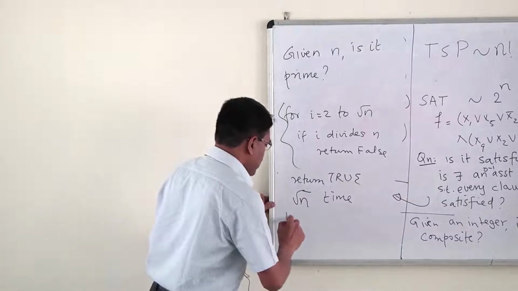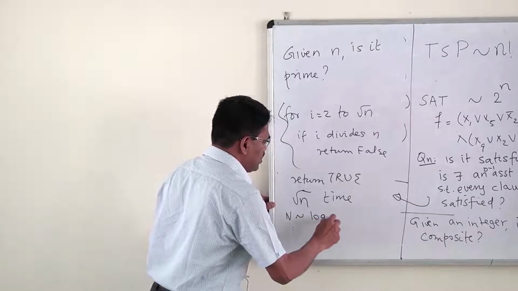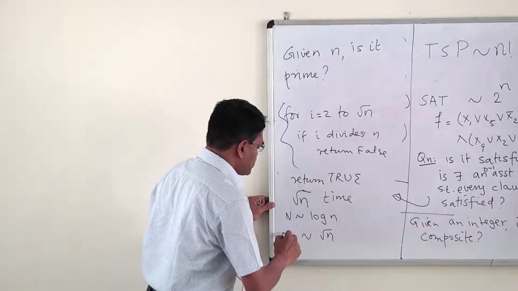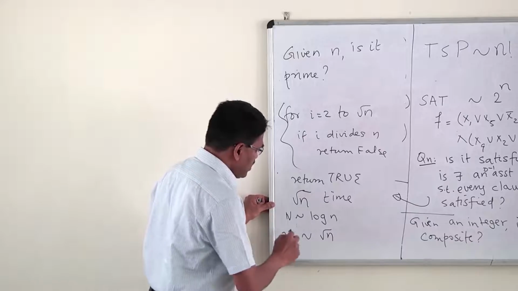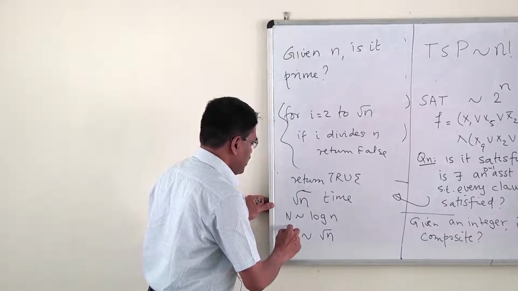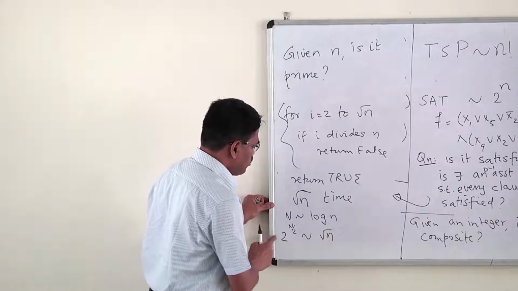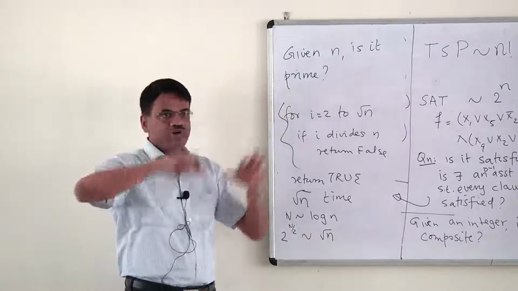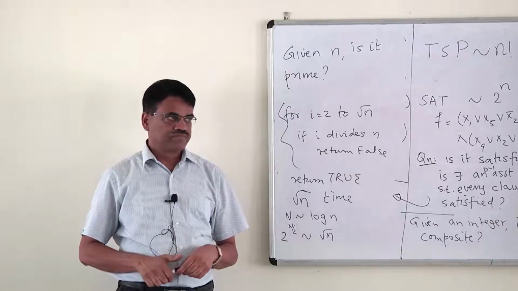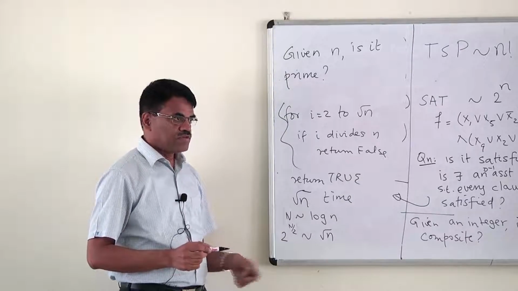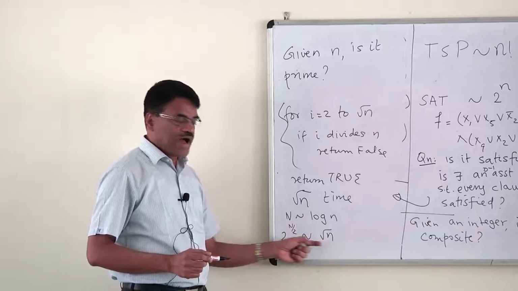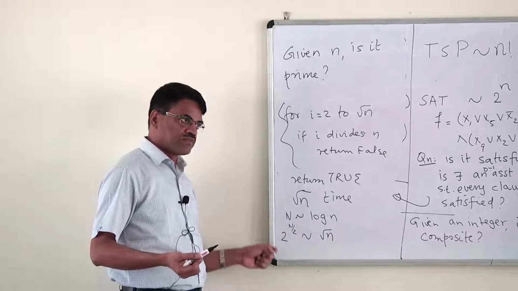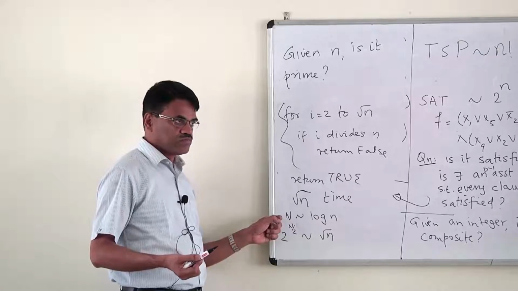Right? So, if I take capital N as the input size, log n, then square root of n as a function of N, what is it? 2 power N by 2 actually, right? 2 power N by 2 is 2 power half log n. So, it's 2 power log n whole power half, 2 power log n is n, so square root of n. Okay? So, square root of n is the running time, but as a function of the input size, which in this case is capital N, it's an exponential algorithm, 2 power N by 2, right?